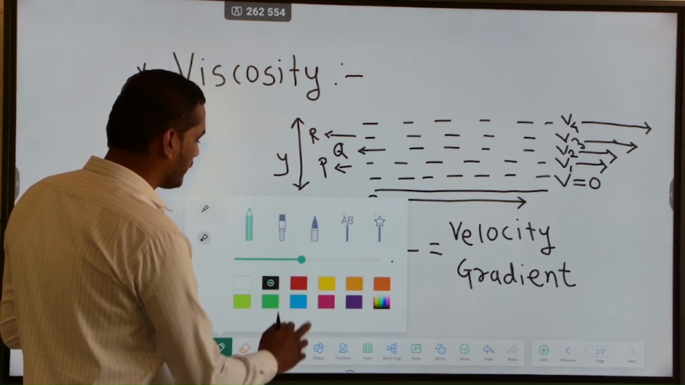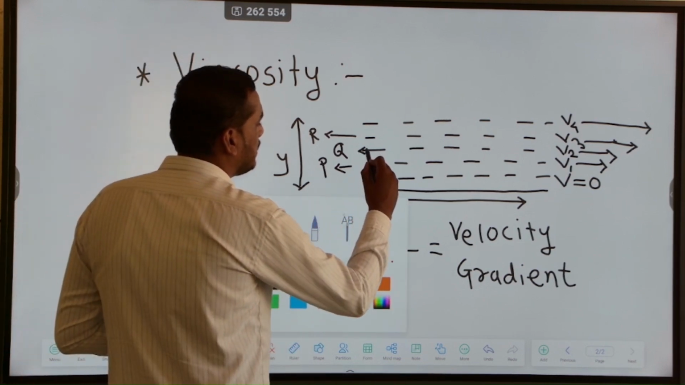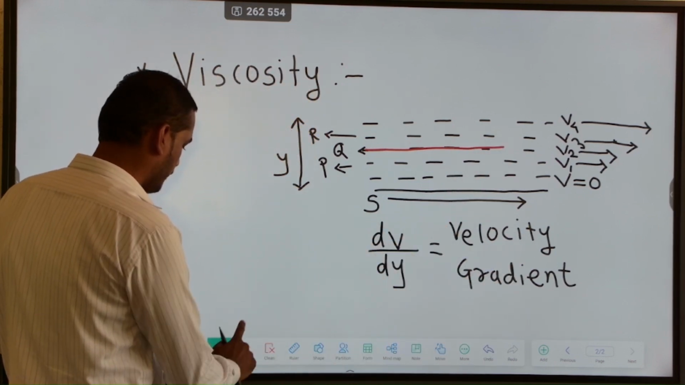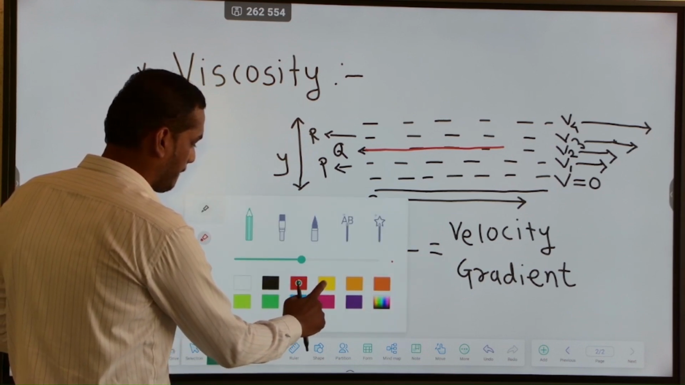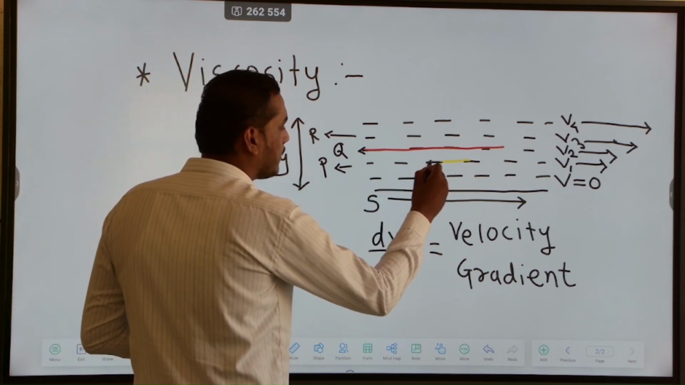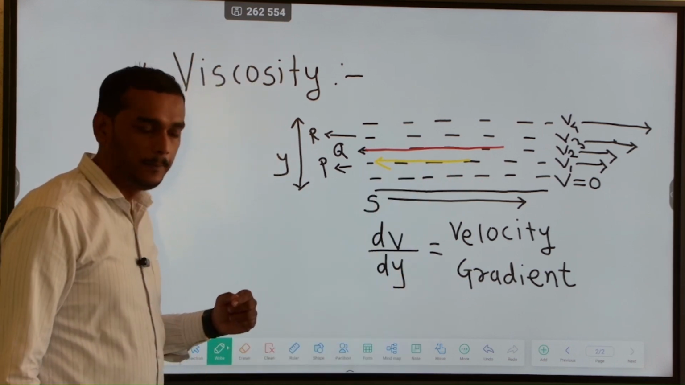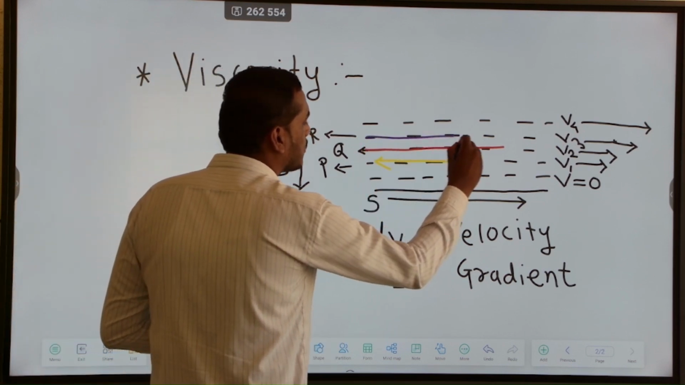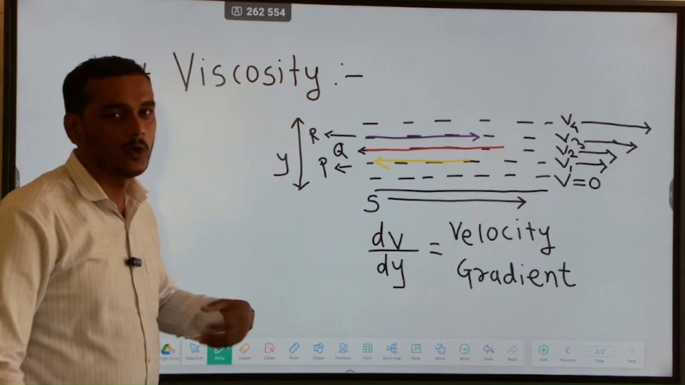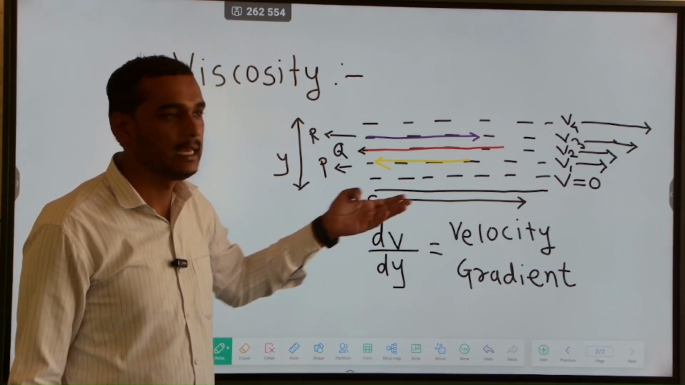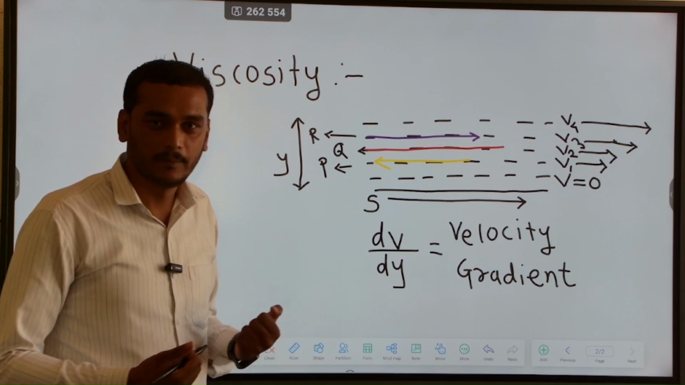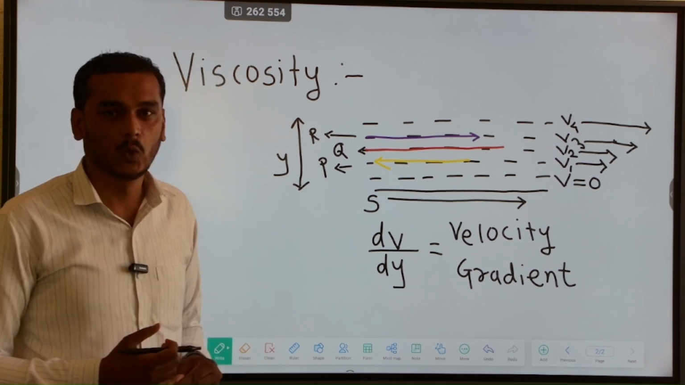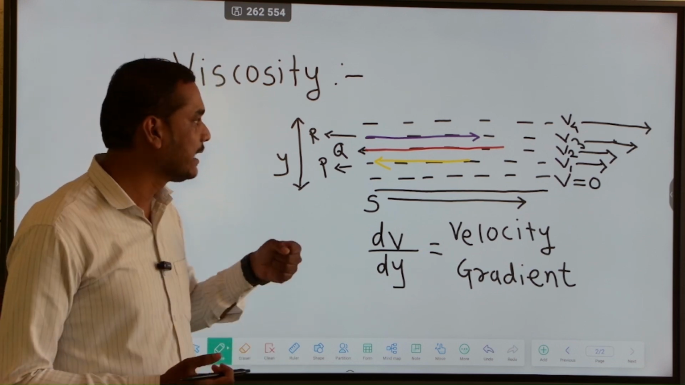So, you can see this layer Q has two types of forces. First is this backward force due to layer P and this forward force due to layer R. Layer Q has a forward force since layer R is moving faster than layer Q, and layer P has a backward or drag force since layer P is moving slower than layer Q. Hence layer Q experiences two types of forces.